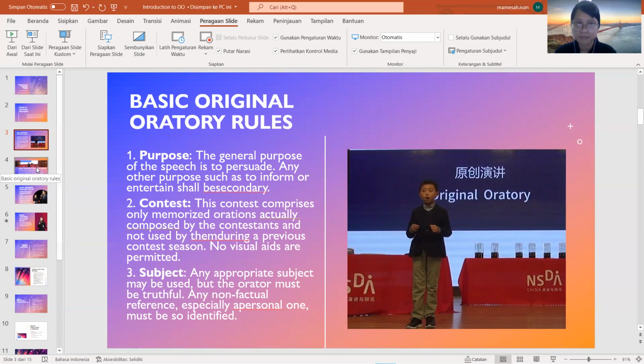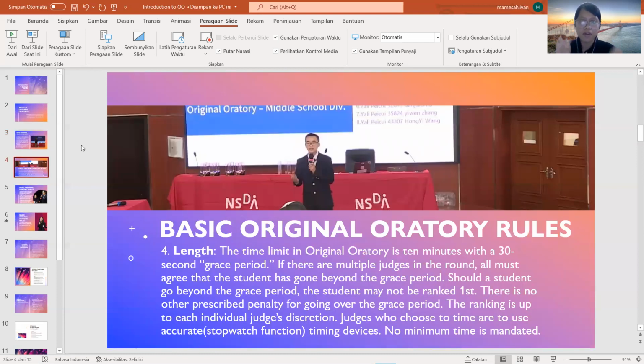And next, the fourth is the length. So the time limit in original oratory is 10 minutes with a 30-second grace period. That is to say that if you spoke for 10 minutes and 20 seconds, for example, it's okay. But if you spoke more than 10 minutes and 29 seconds, you will be penalized.